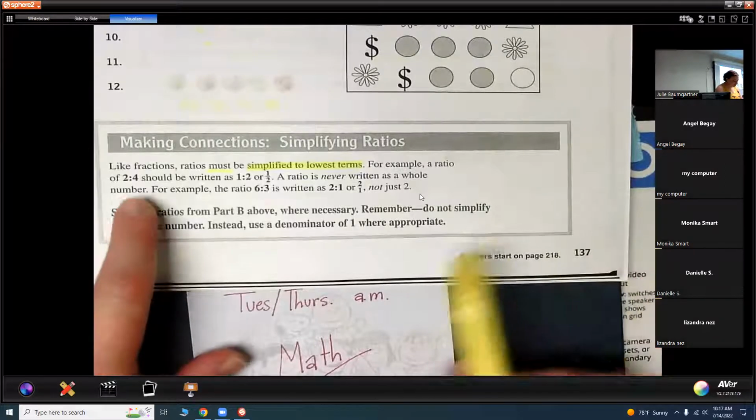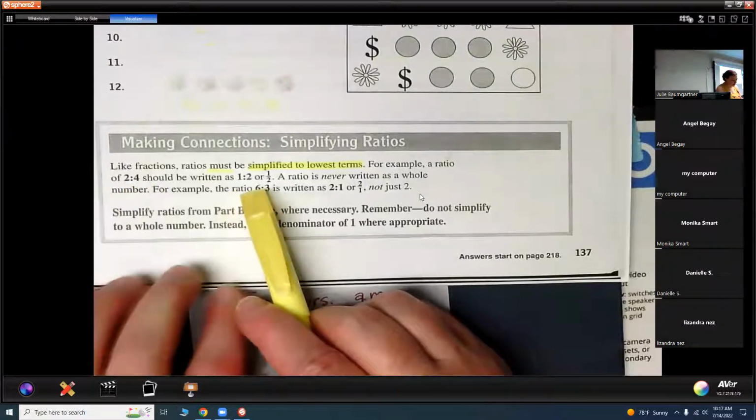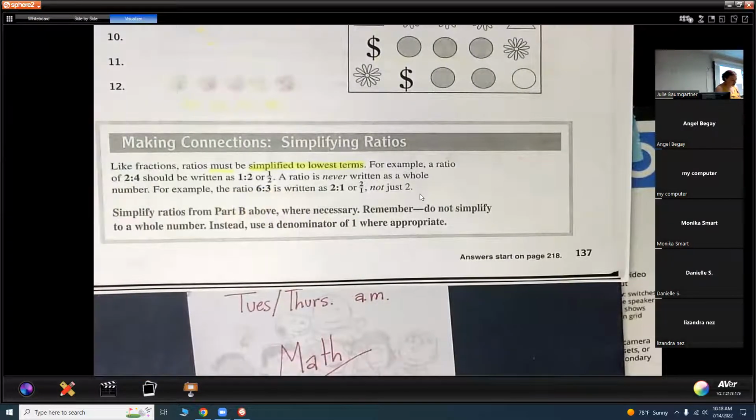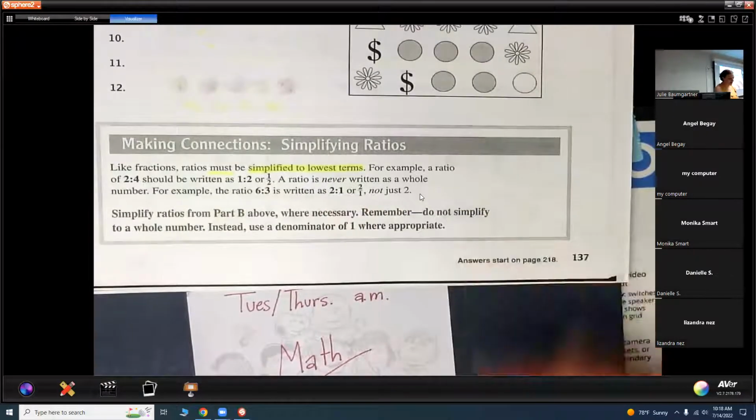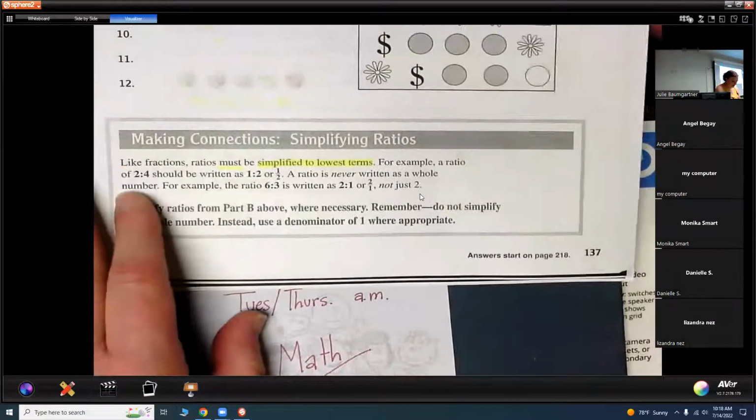Cool. So for example, a ratio of 2 to 4 should be written as 1 to 2 or 1/2, right? A ratio is never written as a whole number. For example, the ratio 6 to 3 is written as 2 to 1, right? It would not just be a ratio of 2. Does that make sense? So a little different from fractions, not too far. So here's our next little chunk onto that.